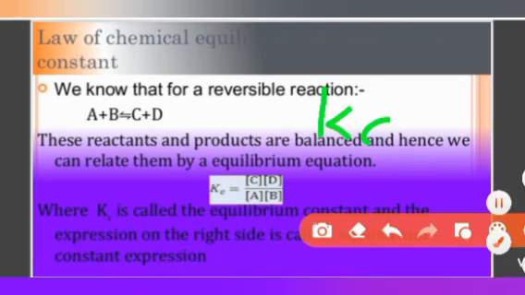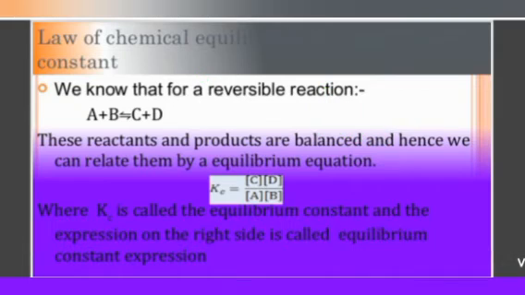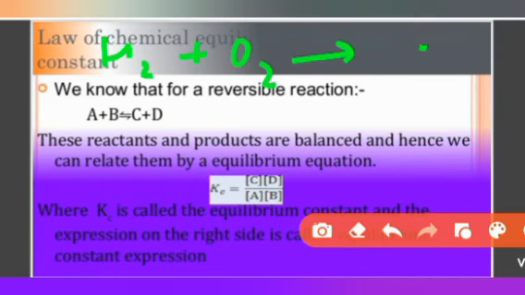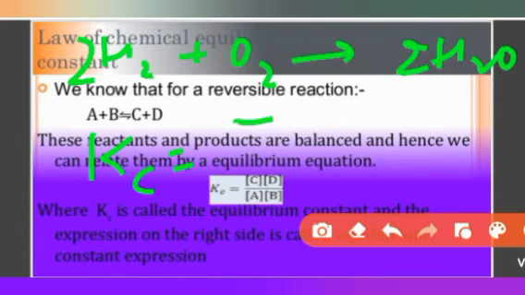Let me take an example: H2 plus O2 giving 2H2O in the presence of a catalyst. So what will be the Kc? Kc will be [H2O] squared, because this 2 goes in as a square, upon [H2] squared times [O2]. So we write the equilibrium constant this way. Sometimes a question comes asking you to write the chemical equilibrium expression for a particular example, so at that time you should know how to write it.